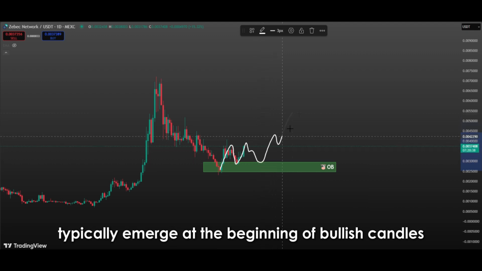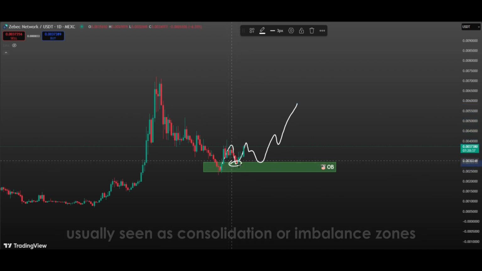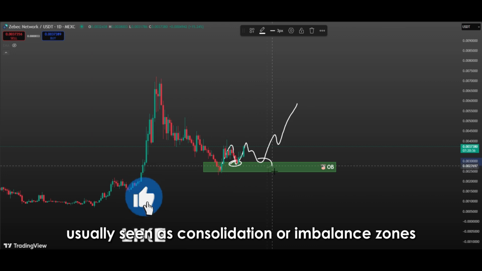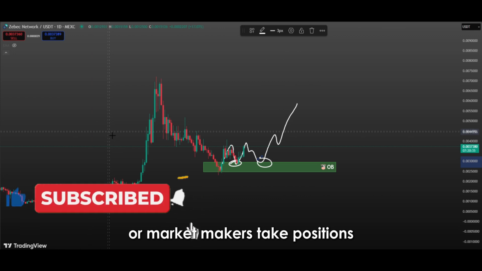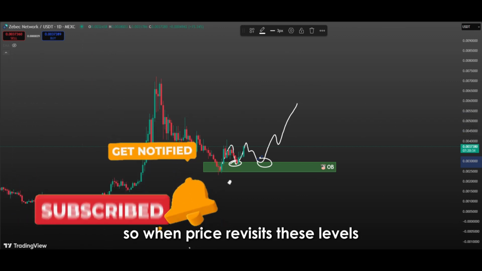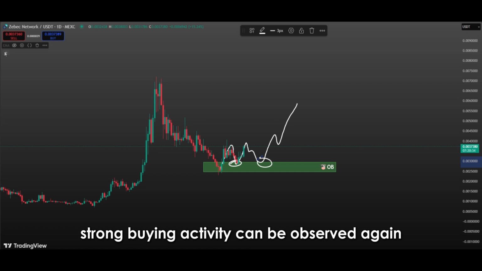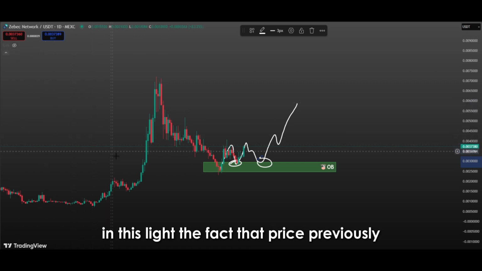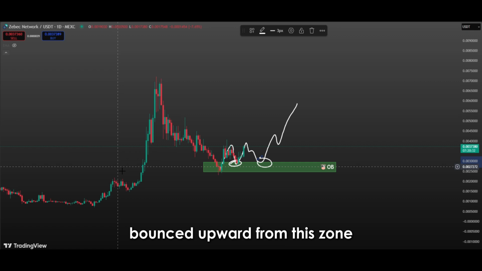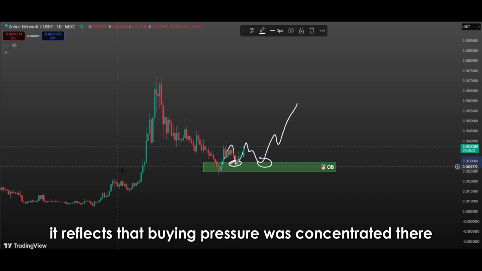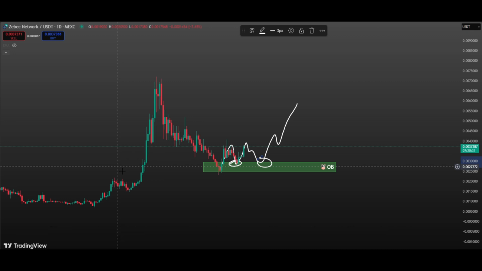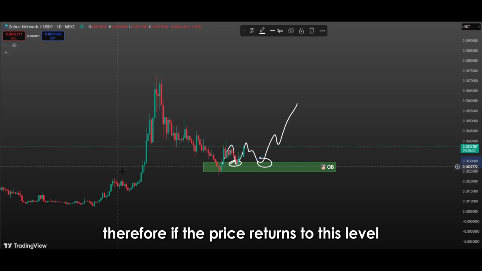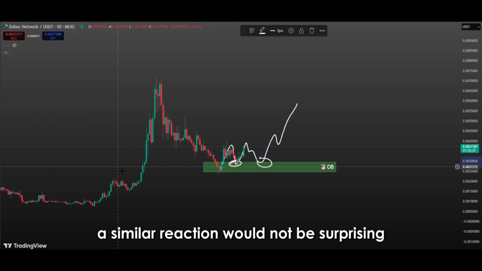Bullish order blocks typically emerge at the beginning of bullish candles that follow a period of decline, usually seen as consolidation or imbalance zones. These zones are often where large investors or market makers take positions, so when price revisits these levels, strong buying activity can be observed again. In this light, the fact that price previously bounced upward from this zone is not coincidental. It reflects that buying pressure was concentrated there and that buyers are inclined to defend that level. Therefore, if the price returns to this level, a similar reaction would not be surprising.